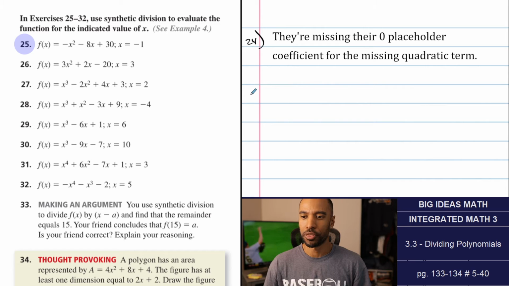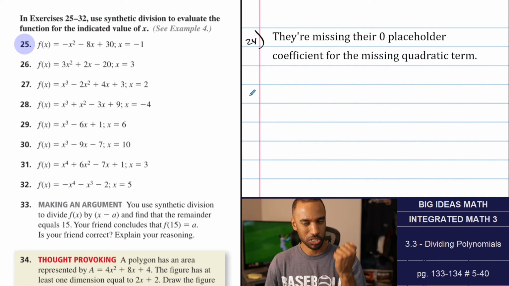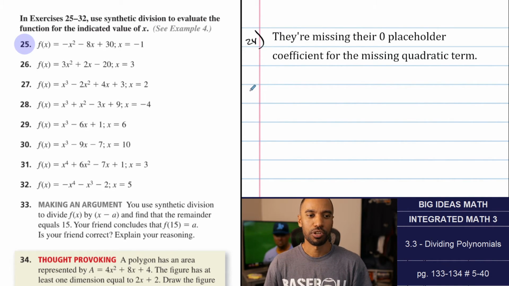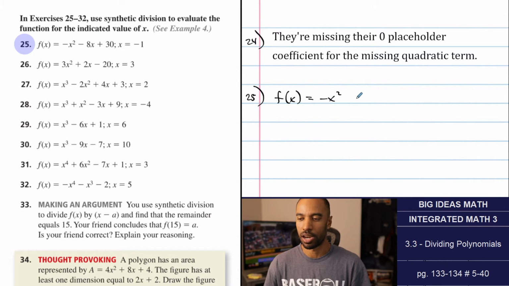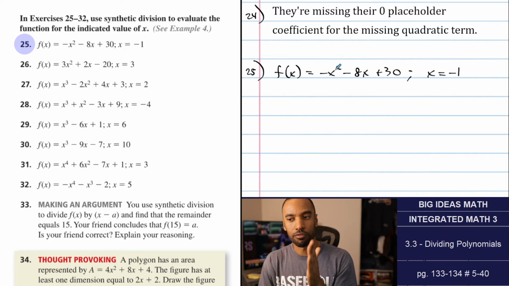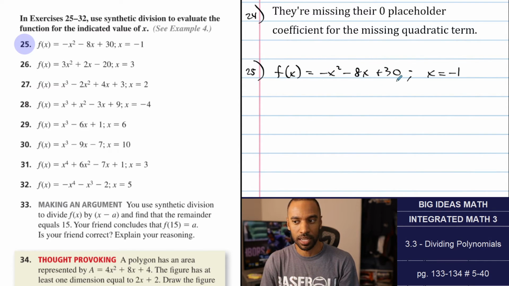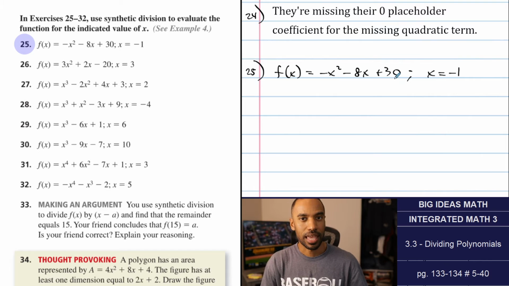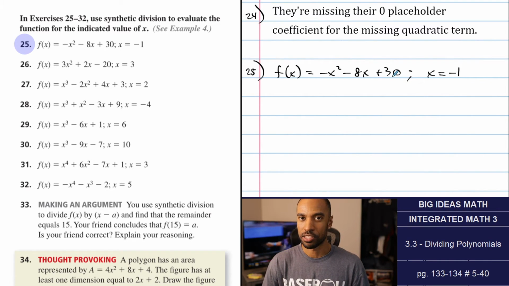All right, numbers 25 to 32. Use synthetic division to evaluate the function for the indicated value of x. Here's their idea, and I'm probably not going to double check the majority of these, and I already mentioned a lot of that in the big lecture. The idea is, if I substitute negative 1 into this expression, I'm going to get a number. When I use synthetic division, the remainder should be that same number.